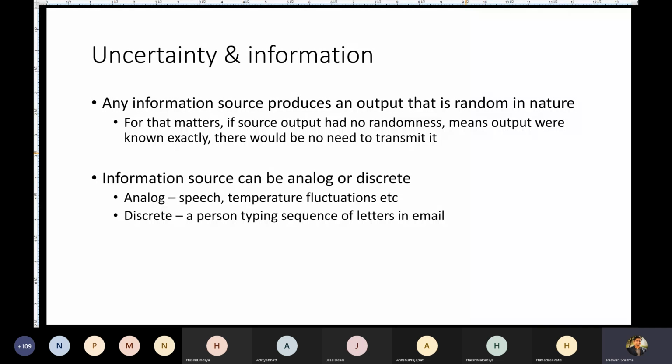Now, with this mindset of the relationship between uncertainty and information, you look at an information source as analog or discrete. Analog, I mean, information sources like speech, temperature fluctuations. Discrete, for example, when someone is typing a sequence of letters in an email. If you're collecting digital data, that is also a discrete form.